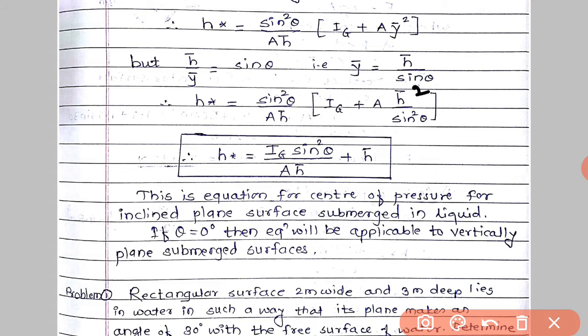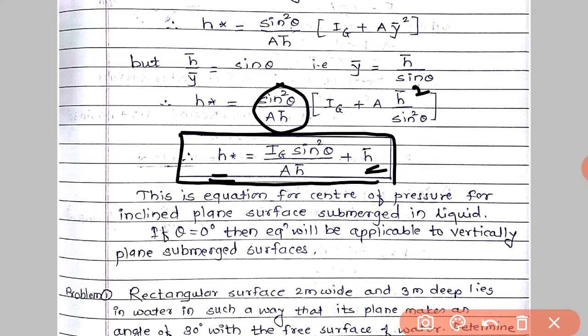So we have to multiply by this inside the bracket. So h star will be Ig sin square theta upon A h bar plus a, and one h gets cancelled here, so remaining is h bar only. So this equation is for center of pressure. See this equation, h star is equal to Ig sin square theta upon A h bar plus h bar. This equation will be the equation for center of pressure for an inclined plane surface submerged in liquid.